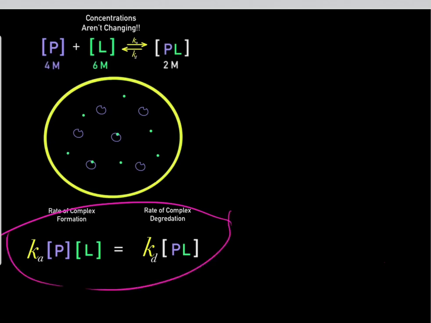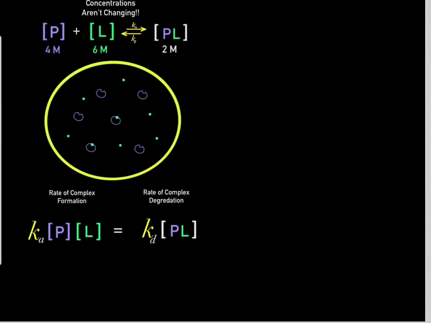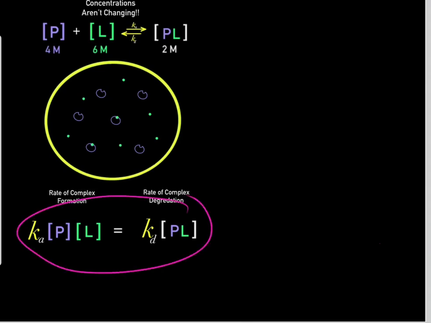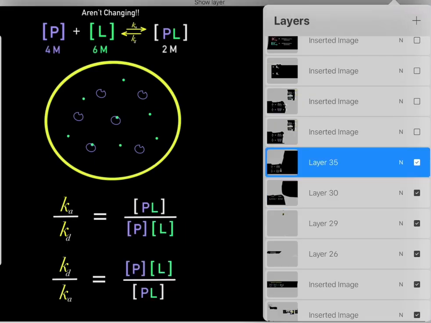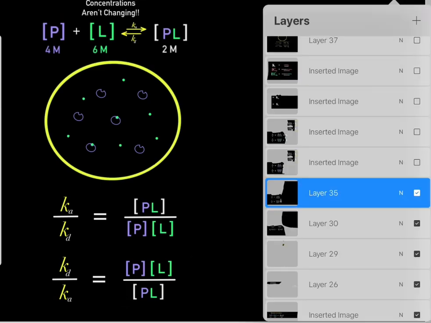Now that we have this equation, which we know will be true at equilibrium, we can algebraically rearrange it. There are two ways we could do that. We could divide both sides by this little kd and divide both sides by this P times L. Or we could divide both sides by this little ka and divide both sides by this PL. If you rearrange the equation, you get these two separate equations. These both equal that original equation, which we know is true at equilibrium, so both of these equations will be true at equilibrium.